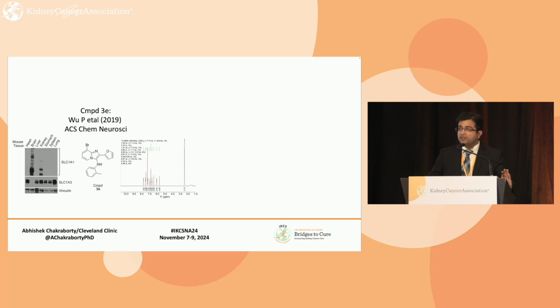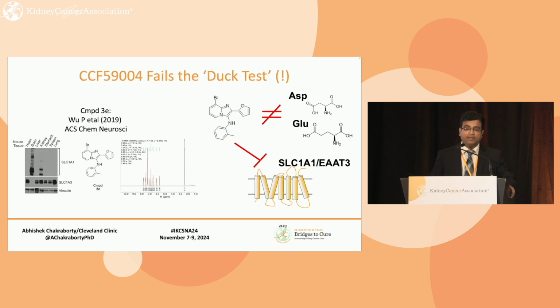The neurobiologists have been studying this for a long time. And one of the stories that had been published recently had identified this molecule, which was called compound 3E in the paper. And they proposed that this molecule was actually acting on target, and specifically on SLC1A1 and not on the other SLC1A family members, which are very similar to SLC1A1 actually.